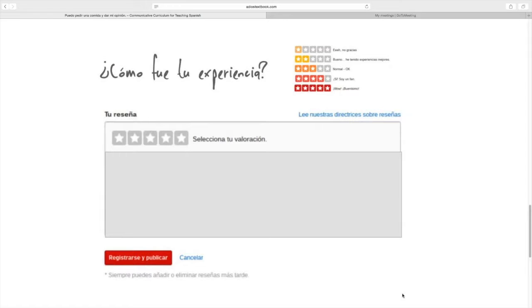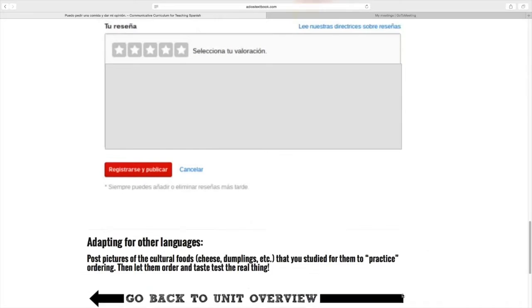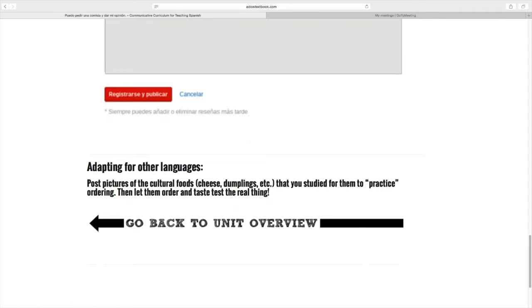And who knows, maybe you have students in your class that love to cook or prepare food, and maybe students can all divide up and bring in some different ingredients or bring in some different types of empanadas, and then you all as a class get to try them. Again, pretty easy to switch to another language. Just focus on a different type of food, the cheeses or the dumplings or whatever it may be, and allow them to practice and then eat it.